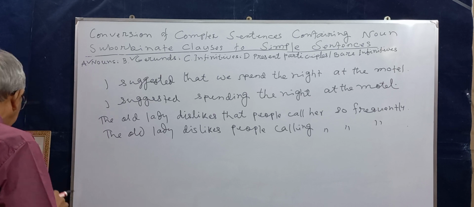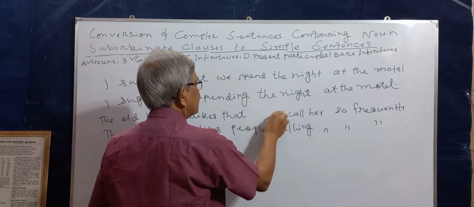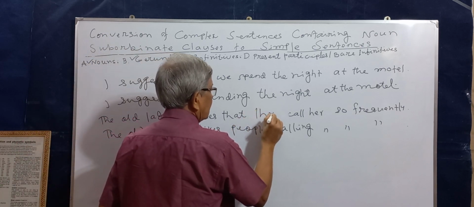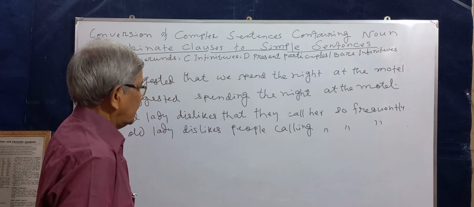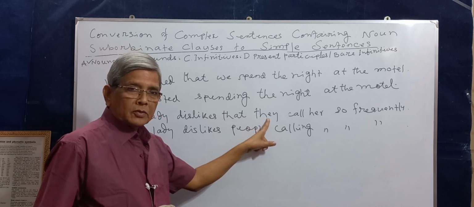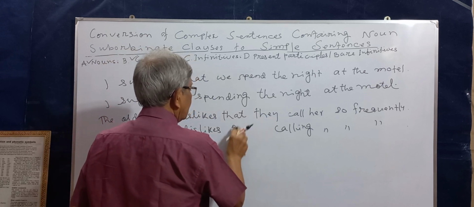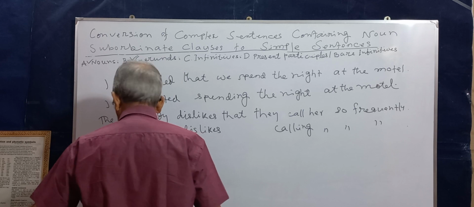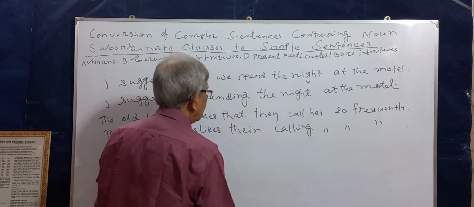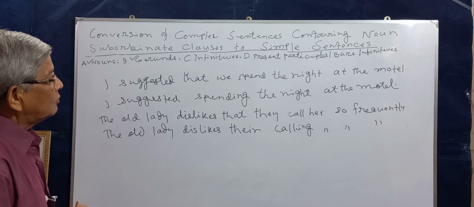But remember, if the subject is the name of a person or a personal pronoun like they call her so frequently, then we have to use the possessive form of this personal pronoun. It is the nominative form used as subject. In the simple sentence, we are to change the nominative form to its possessive form. In here, it is their. The old lady dislikes their calling her so frequently.